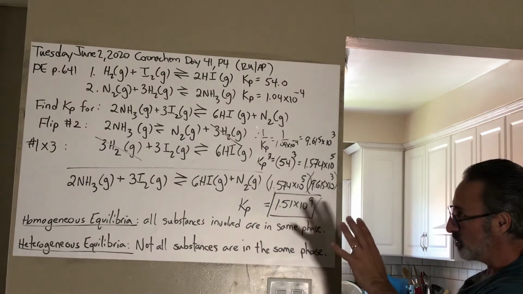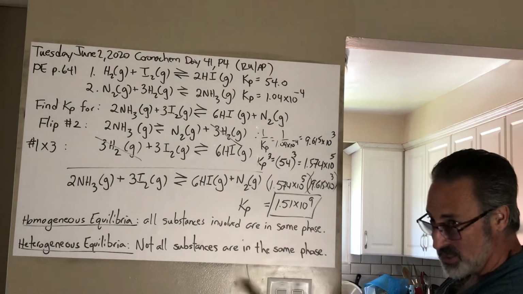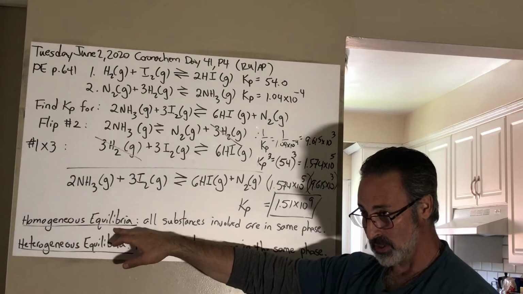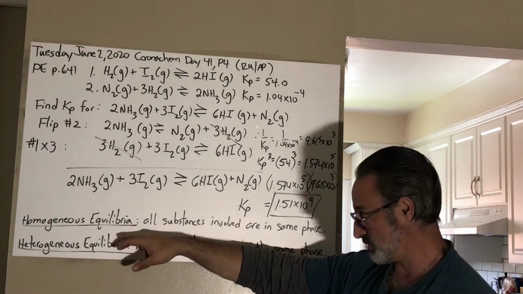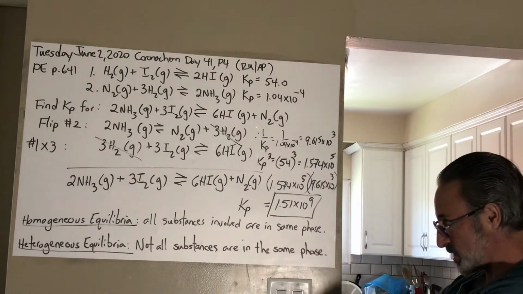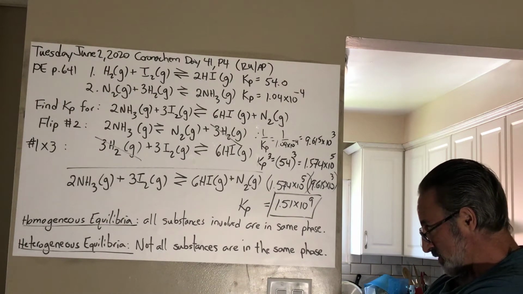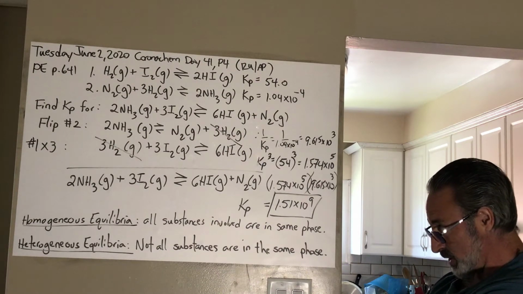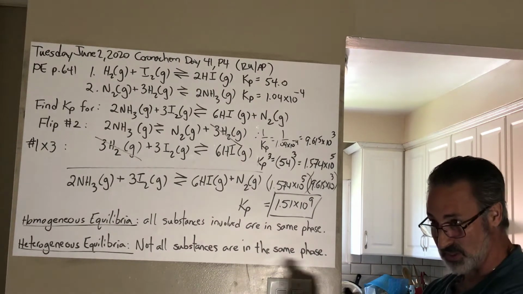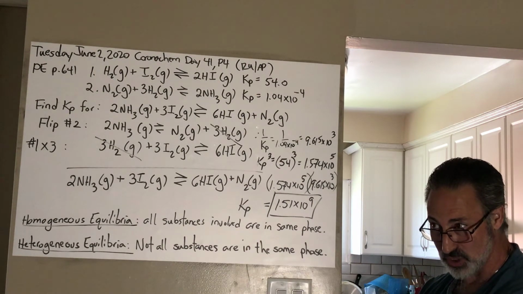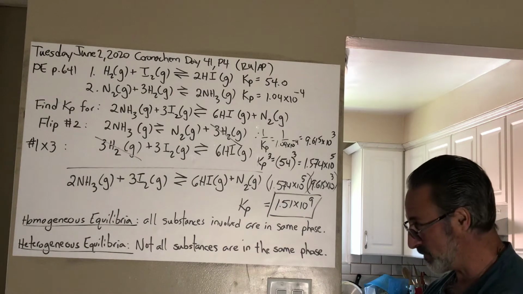Up to now we've been doing reactions where everything is in the same phase. That's called a homogeneous equilibrium. Equilibrium if it's one reaction. If it's multiple ones, then you have equilibria. So in homogeneous equilibria, all the substances involved are in the same phase. In heterogeneous equilibria, not all substances are in the same phase. So for example, if you have a solid substance immersed in an aqueous solution, that's a heterogeneous equilibrium.